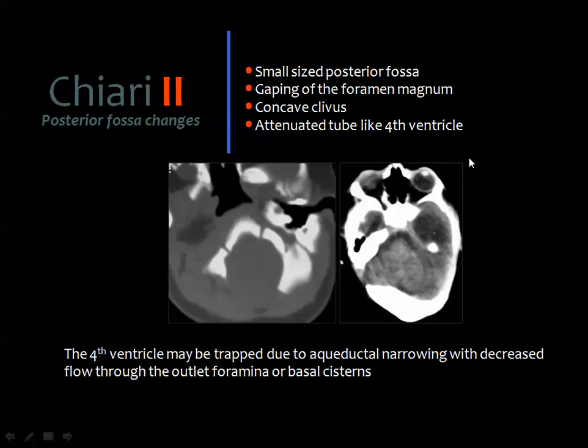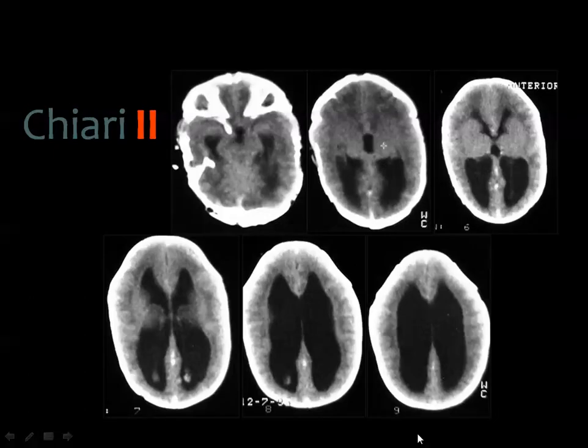And the fourth finding here is the attenuated tube-like fourth ventricle. You cannot usually see the fourth ventricle by CT, but by MRI you can see it, especially in the sagittal images. Then this is the Chiari malformation in the posterior fossa. If you have a lower section than this, you can see most of the findings that I have mentioned. Now we will shift to the supratentorial changes, or the changes above the posterior fossa.